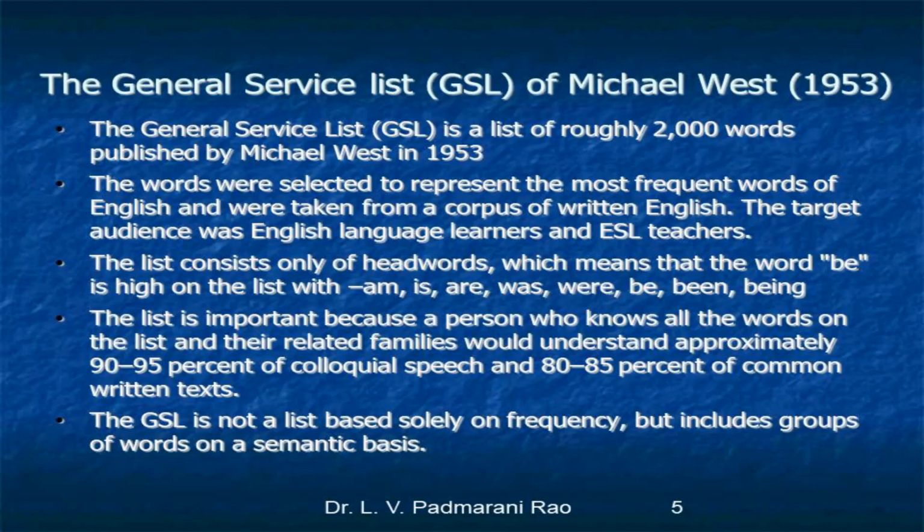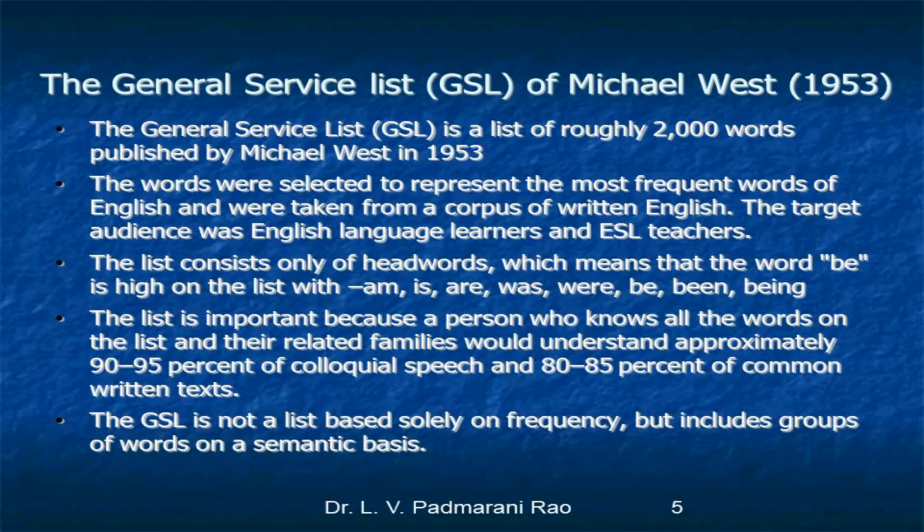Michael West in 1953 came out with a General Service List, called GSL, which is very interesting to talk about in this context. The General Service List is a list of roughly 2,000 words that was published by Michael West in 1953. The words are selected to represent the most frequent words of English and were taken from a corpus of written English. The target audience was English language learners and ESL teachers. ESL can be taken as English taught as a second language, or ESL could be English for specific purposes or English for second language purposes.